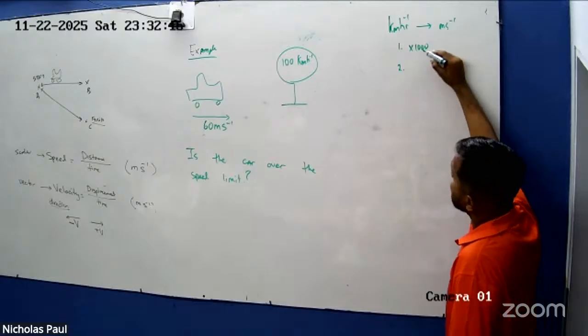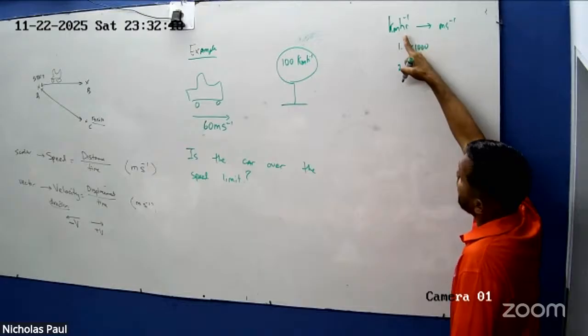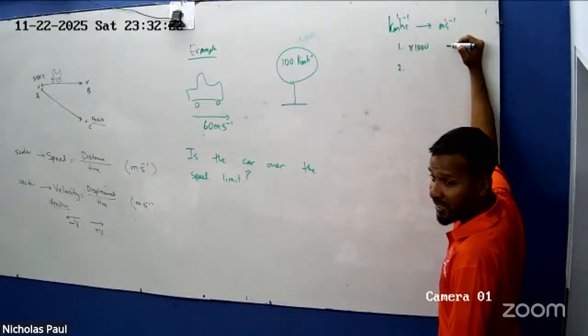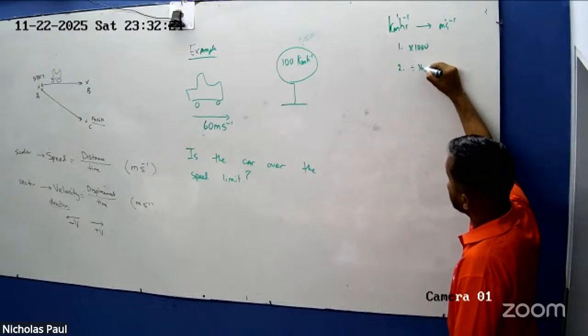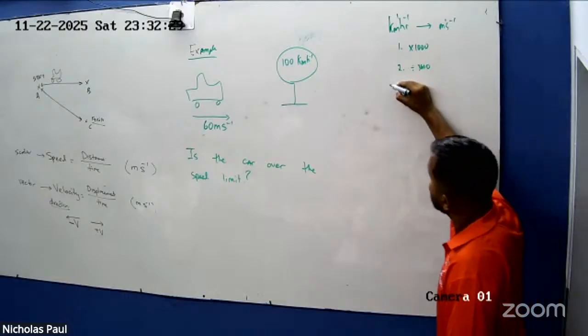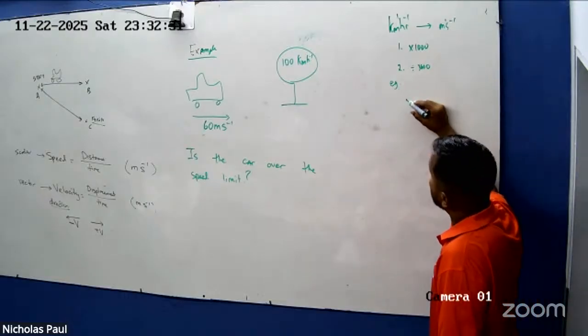So what you do is you want to take the hour. Remember, this is 1 hour. I want to get it in 1 second. So what you just do is divide by 3600. Okay?